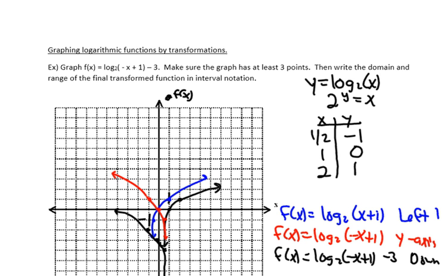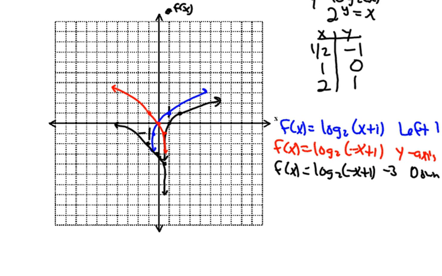So then from there, for the final transformed function, I should be able to write the domain. Well, the domain here is from negative infinity to 1. And my range is negative infinity to infinity.